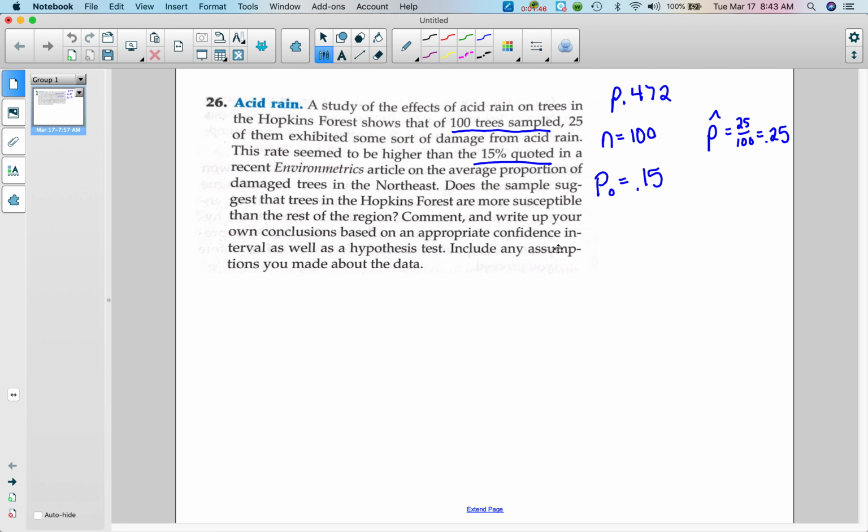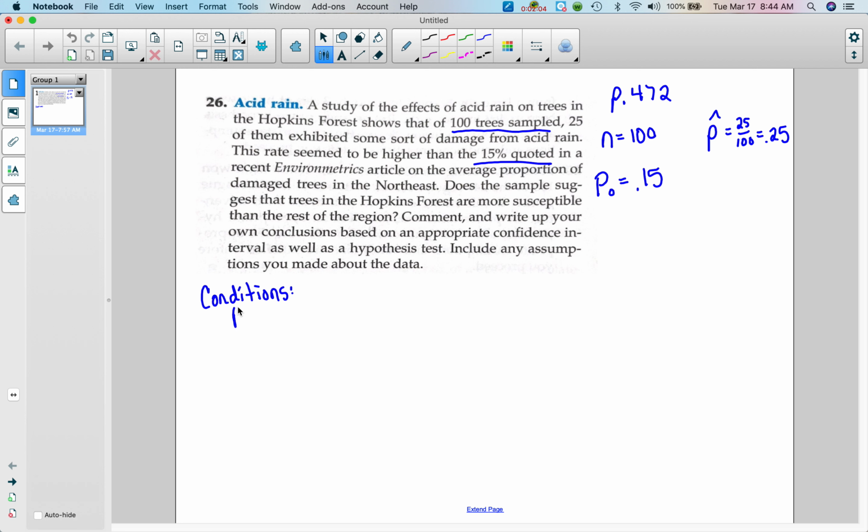This is unique in that they're asking us to do both. Include any assumptions you made about the data, so that's telling us we need to check the conditions. I'm going to start with some conditions. There are some conditions that we use for both confidence intervals and significance tests, so I'm going to start with those.